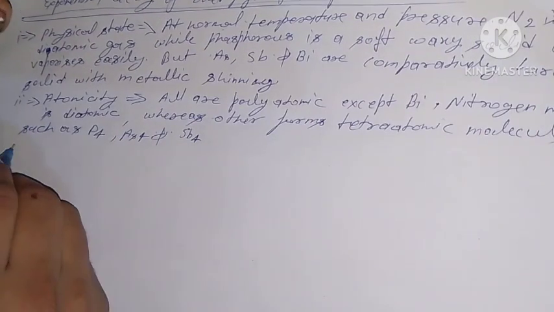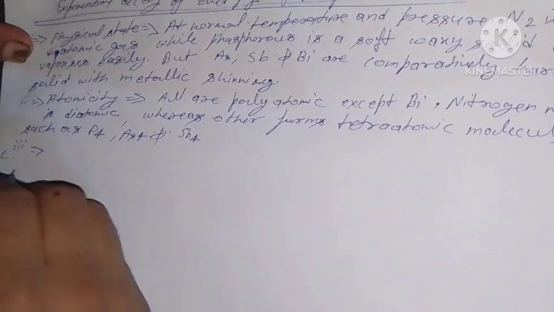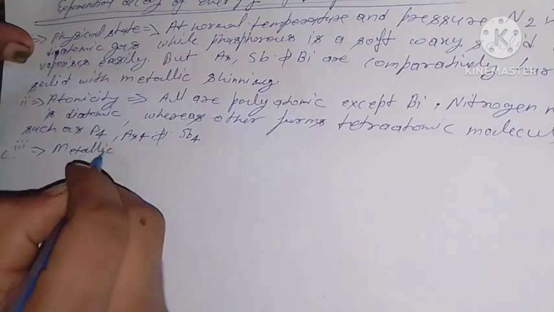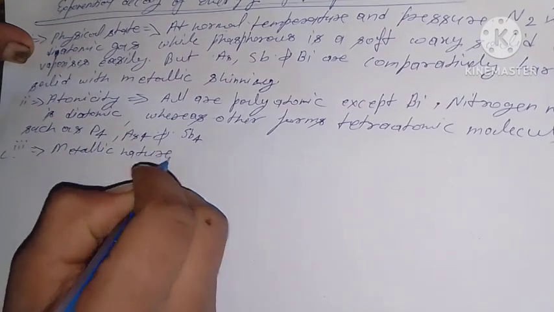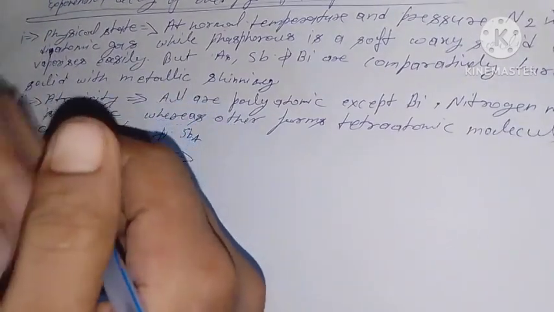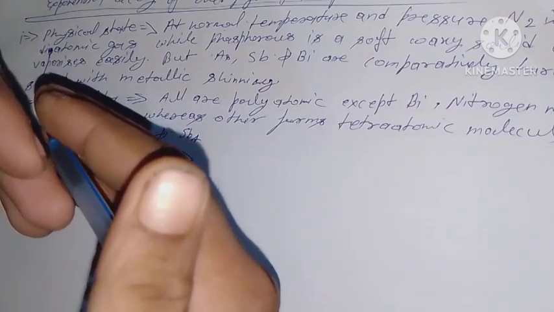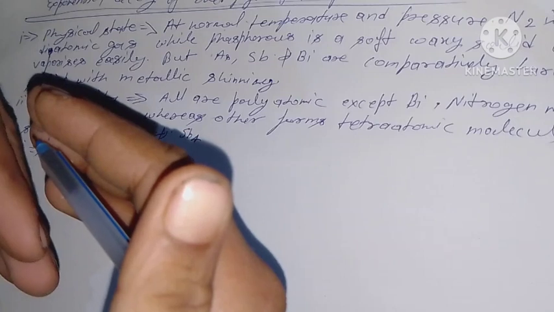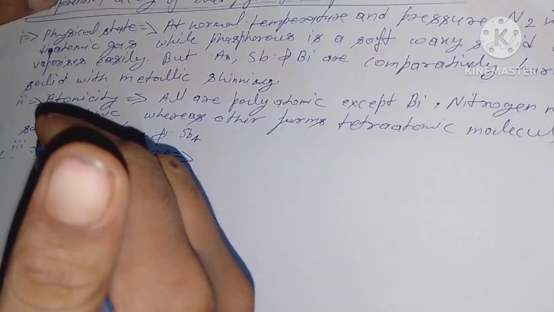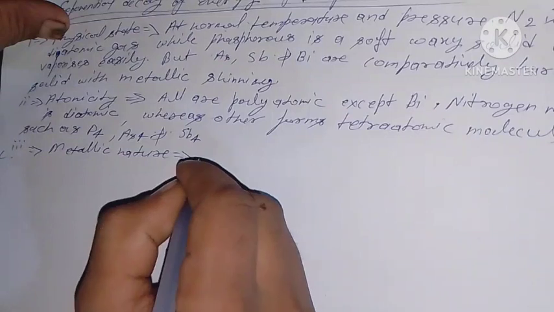Third point: metallic nature. Metallic nature increases with increase in atomic numbers. Nitrogen and phosphorus are non-metals. Arsenic and antimony are metalloids, while bismuth is a metal.